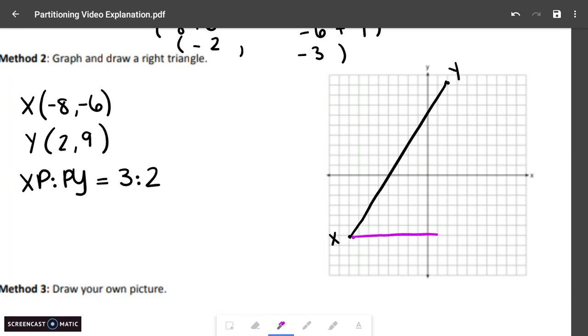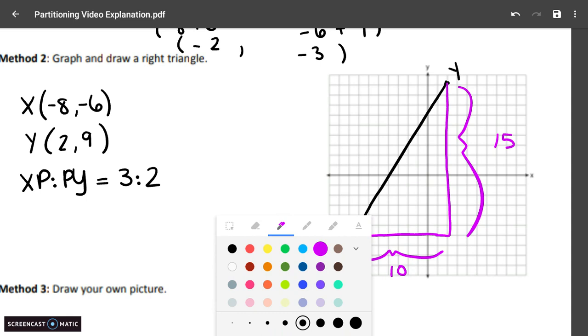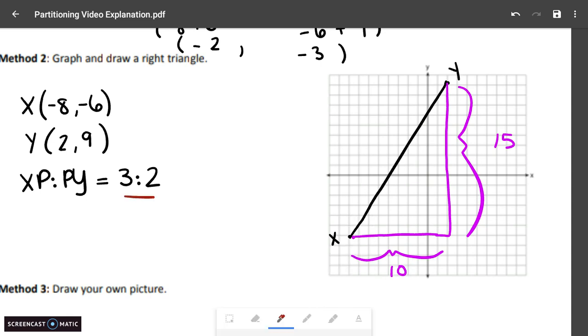So I just want to draw in 2 legs to make this into a right triangle for us. Now, with those 2 legs, we know the total length of the change in y is 15, as well as the bottom's total length is 10. What we have to keep in mind is our goal from doing this is to break this up into 3:2 ratio, which is a total of 5.